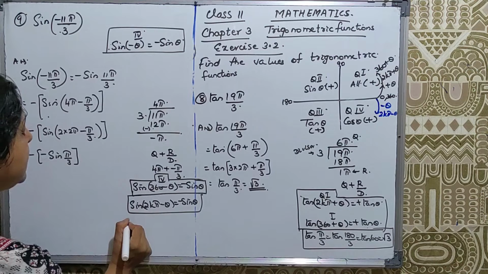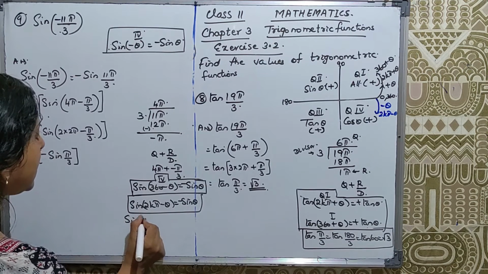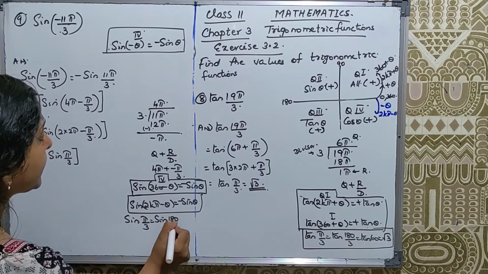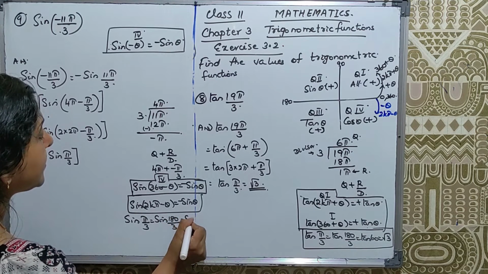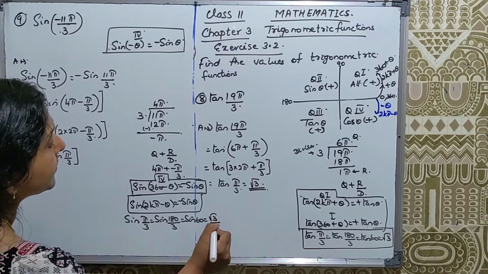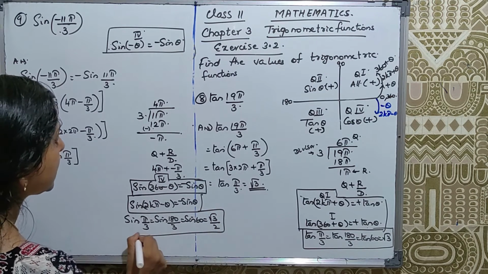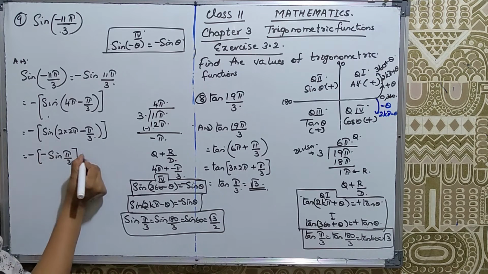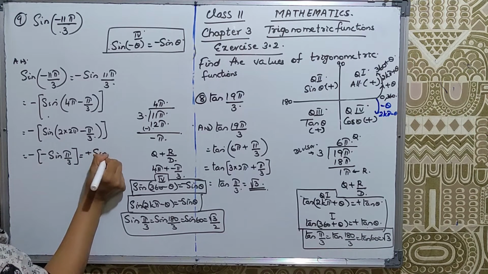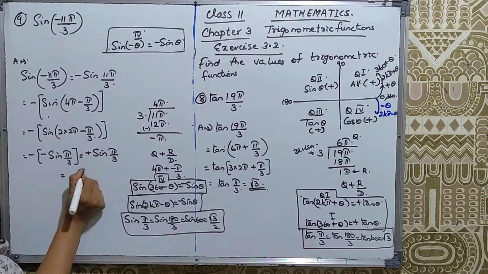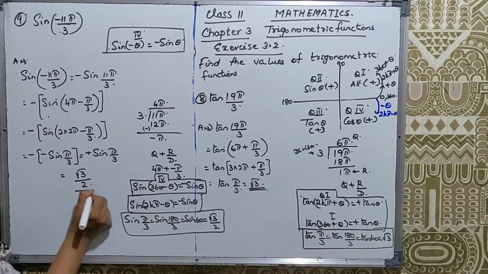So sin π/3 is sin 60. π/3 is 180/3, equal to sin 60. Sin 60 is root 3 by 2. So it will be equal to minus into minus, plus sin π/3, which is equal to root 3 by 2. That is the answer. Now we'll continue with question number 10.